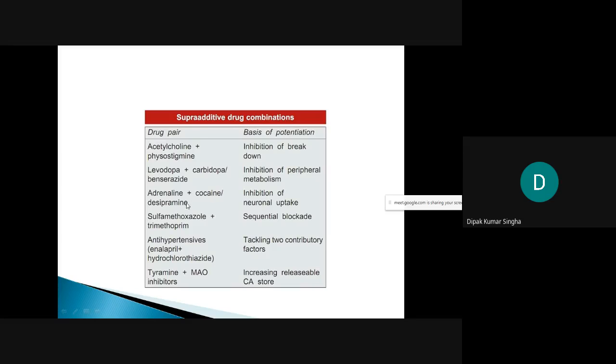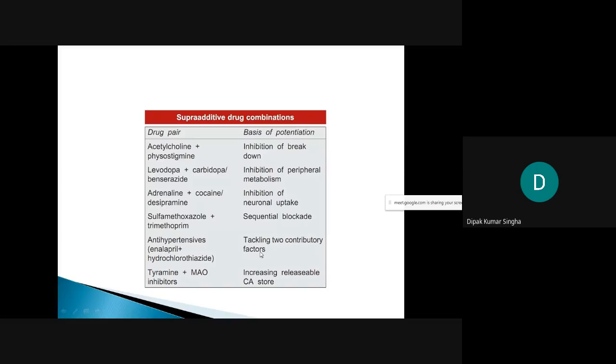Now adrenaline and cocaine, desipramine inhibits the neuronal uptake. Sulfamethoxazole and trimethoprim is a very common combination of drugs, generally in a 5:1 ratio. The market name is cotrimoxazole or Bactrim DS. The sequential blockers have a basically higher antimicrobial action than sulfamethoxazole or trimethoprim individually. Antihypertensive: enalapril and hydrochlorothiazide.